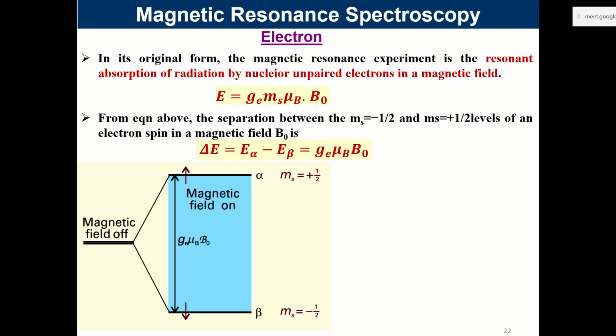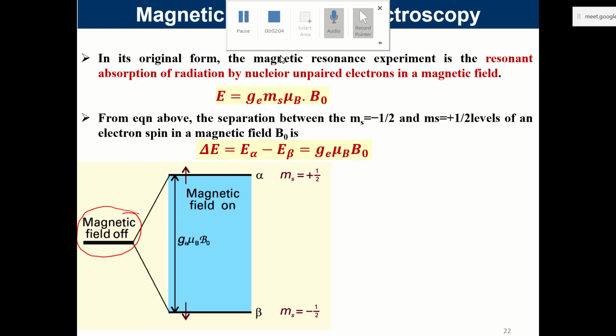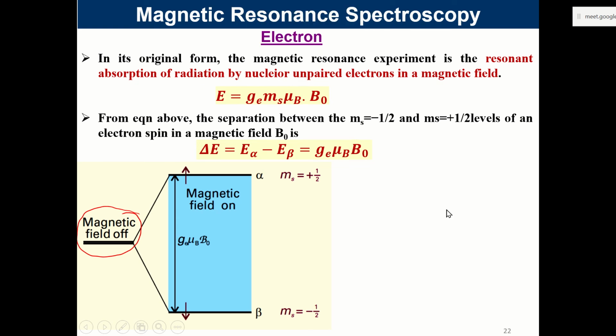Okay, so this is also an important point, and people do make mistakes in competitive exams when something like this comes. So when there is no magnetic field, there is no difference between ms plus half or ms minus half. When you apply a magnetic field, only then this difference comes. And now you know why it is like this.